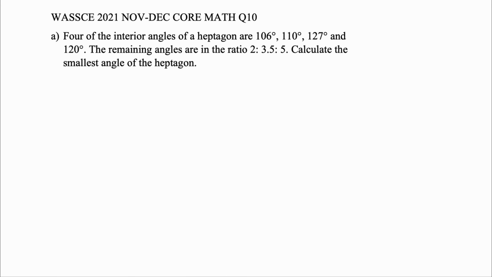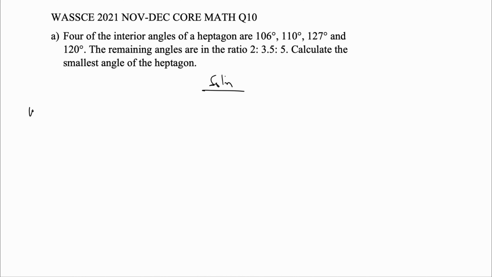In today's video, we'll be solving question 10 of the 2021 Nov-Dec core math theory questions. Question 10a. Four of the interior angles of a heptagon are 106 degrees, 110 degrees, 127 degrees, and 120 degrees. The remaining angles are in the ratio 2:3.5:5. Calculate the smallest angle of the heptagon. So let's begin with our solution.